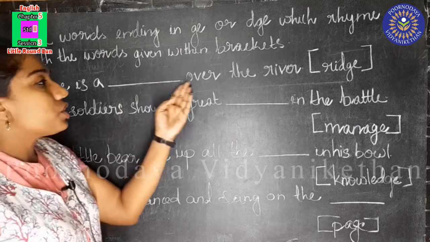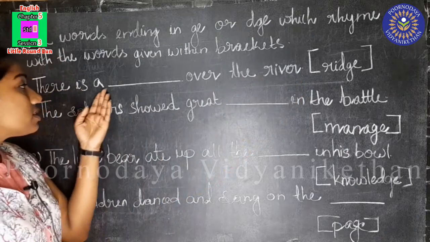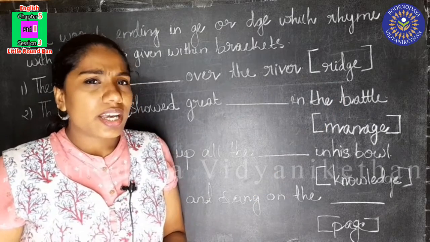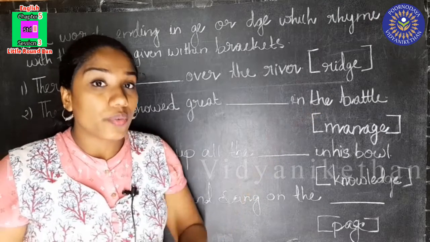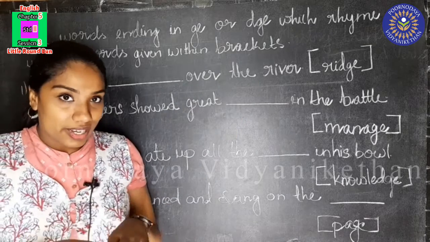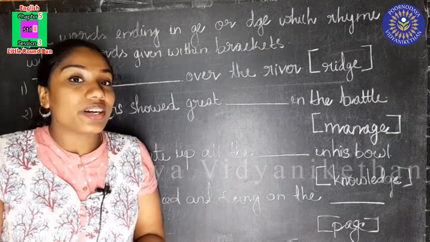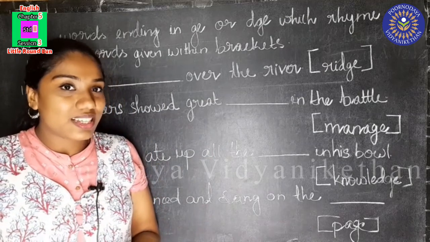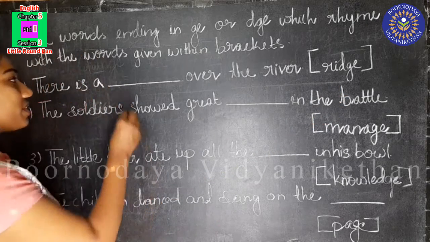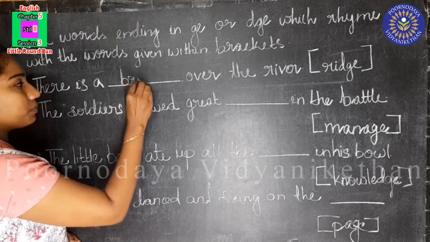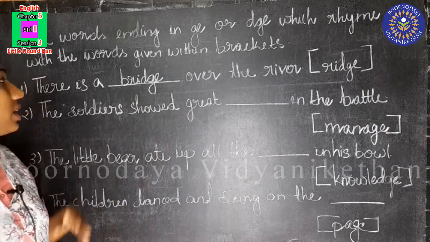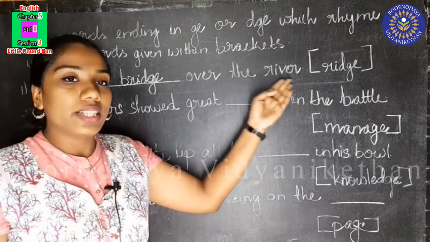There is a dash over the river. In bracket, it is given ridge. Can you tell me a rhyming word for ridge? There is a dash over the river. A river is there and over the river there is a, it is a rhyming word of ridge. There is a bridge. So we can write here bridge. B-R-I-D-G-E, bridge. There is a bridge over the river.